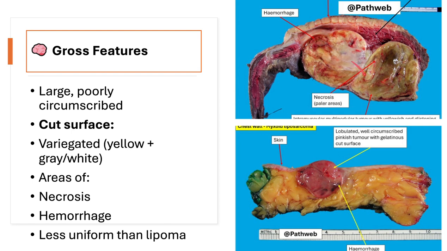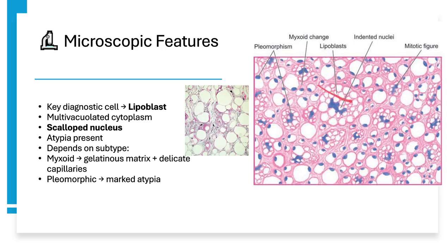The gross features of liposarcoma, as you can see, are poorly circumscribed. And when talking about the cut surfaces, you can see hemorrhages and necrotic areas, and also it is not uniform like a lipoma. The cut surface has mixed yellow, gray, and white areas, and these red patches are hemorrhages. So you can see that it is not beautiful like the lipoma cut surface.